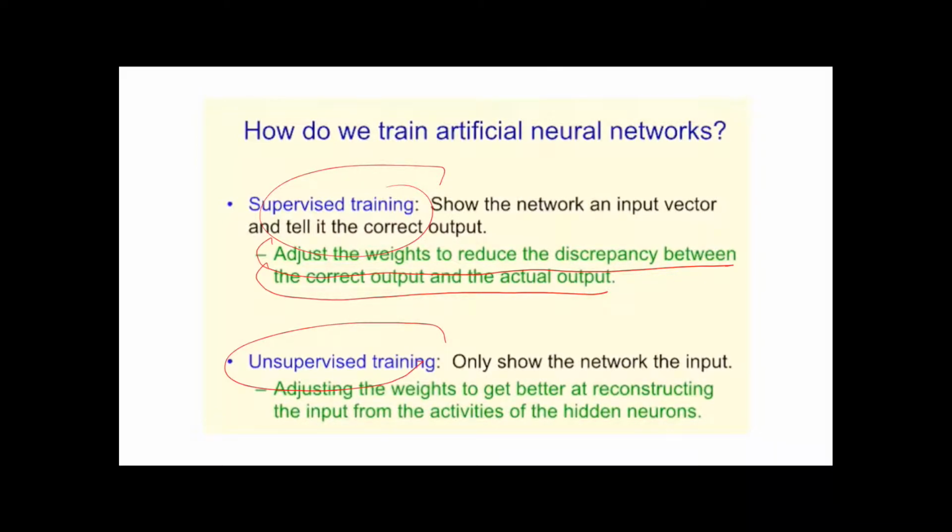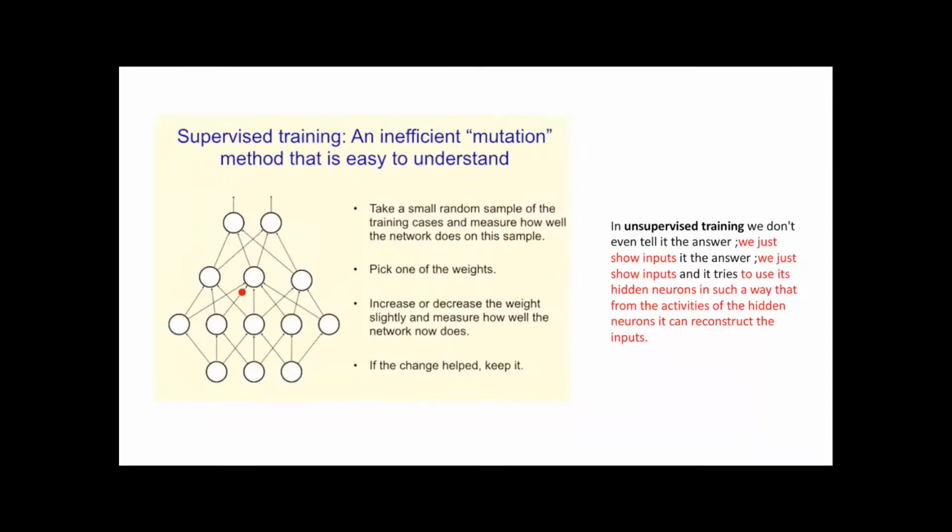And then we have unsupervised training. You only show the network the input, and adjusting the weights to get better at reconstructing the input from the activities of the hidden neurons is all that is required.